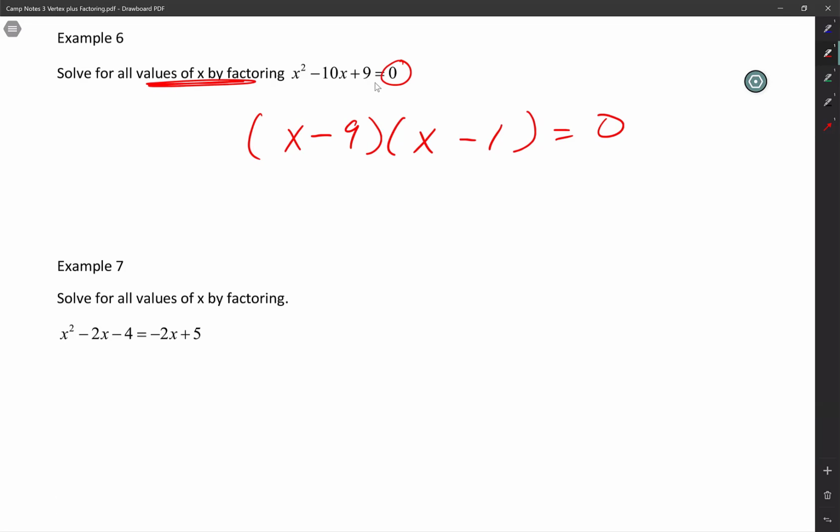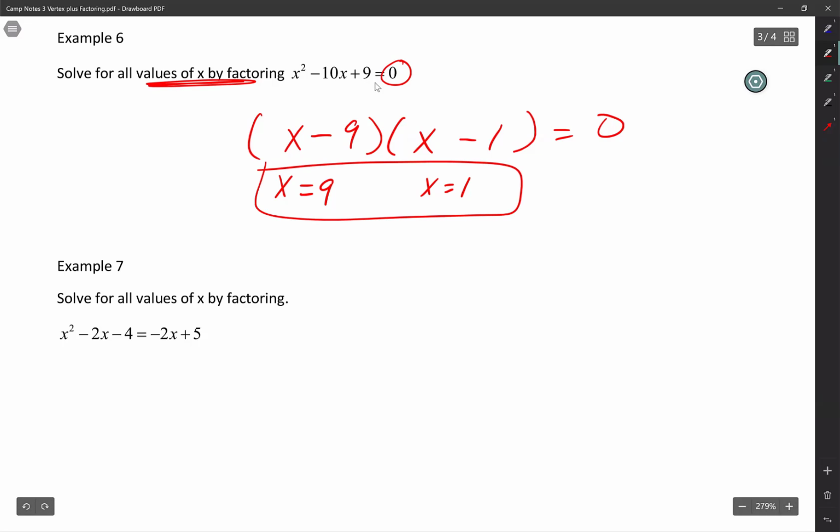Since it wants me to solve, there's only one way to make this expression equal to 0. Well, two ways, I guess. If x equals 9, 9 minus 9 is 0, and 0 times anything is 0. Or x equals 1. 1 minus 1 is 0, and anything times 0 is 0. So these two work, and you are done. See? Easy, guys.